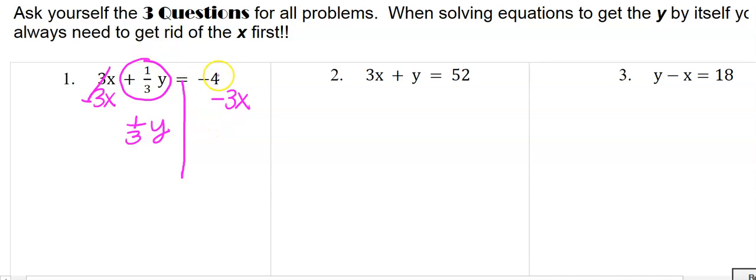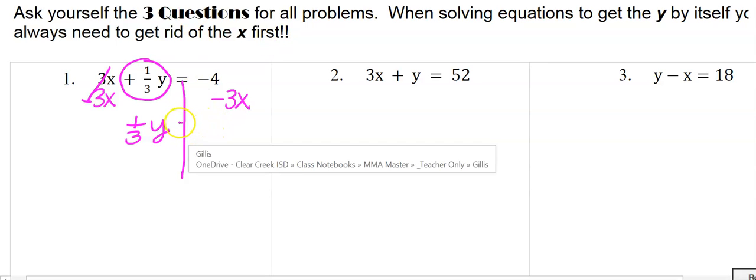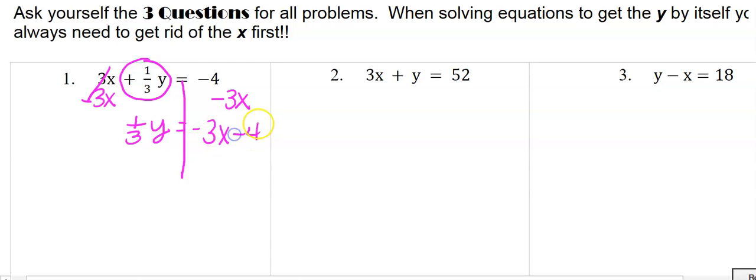Now, I have a -4 and a -3x. Can I put these together? No, you cannot put them together because they do not have the same last name. They are not like terms. So then what do I do next? To get rid of the times 1/3, I'm going to divide by 1/3, or as I like to show you guys, multiply by 3. So I'm going to multiply this side by 3, and then I have to multiply this whole side by 3. That's to get rid of it, because I'm getting rid of a divided by 3 by multiplying by 3. So y is going to equal -9x minus 12.